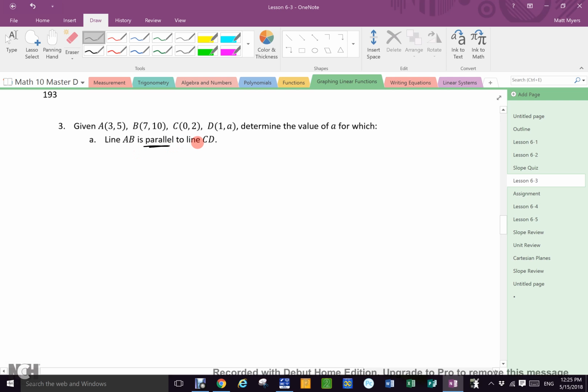If they are parallel, what do I know about the slope of AB and the slope of CD? They would be the same. So AB's y2 minus y1 over x2 minus x1 would have to equal CD's, wouldn't it? They would have to equal, wouldn't they? Can I fill in all of those numbers right now? No, there's one spot that's unknown, isn't there? I don't know one of the y's in CD, correct?